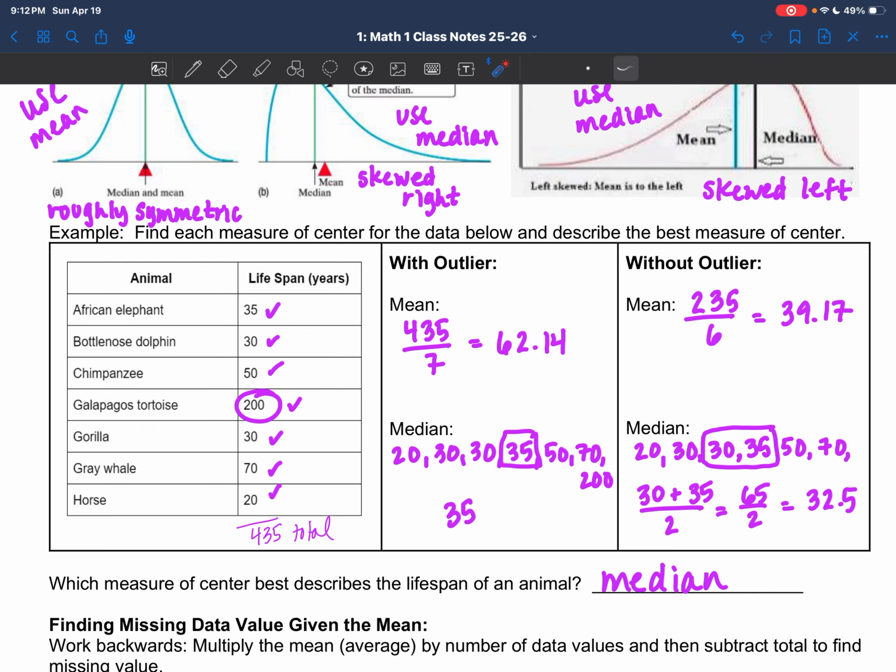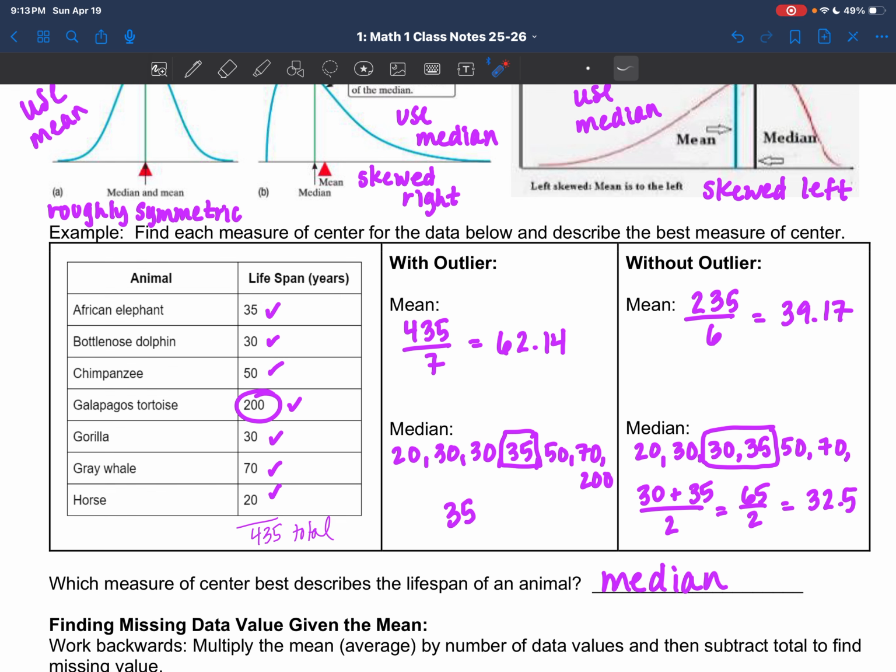So now we're going to take out the outlier. We're going to go 435 minus 200, and that's going to give us 235. And since we took this out, we now have 6 animals to deal with. So 235 divided by 6 is going to be 39.17, or 39 and 1/6.